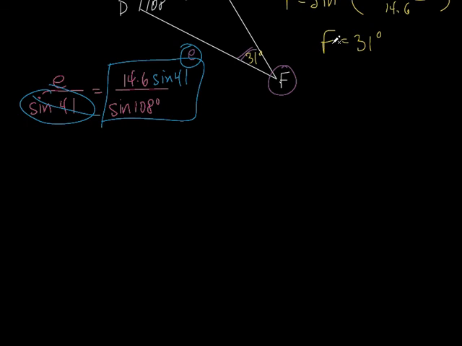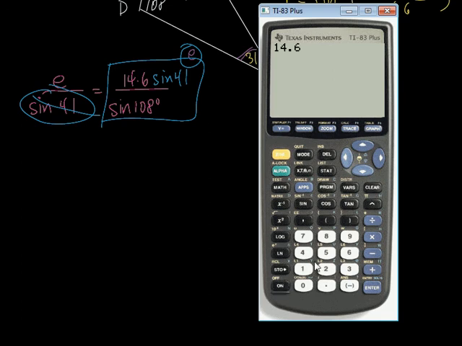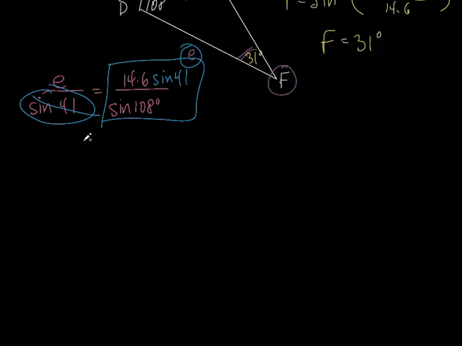Okay, let's put this into a calculator and see what we get. I got 14.6 times sine of 41, and divide that by the sine of 108. And there's your answer right there: 10.07. This is the length of a side, isn't it? E is one of the sides. So what do we round the length of a side to? 10.1. The 7 rounds that up to a 1, so E equals 10.1. That's our answer.